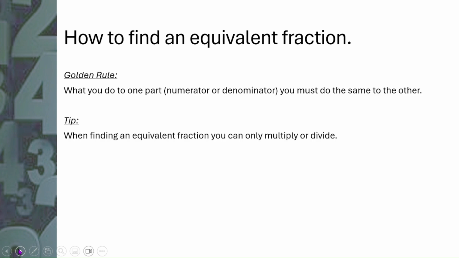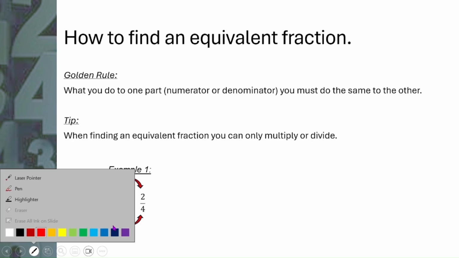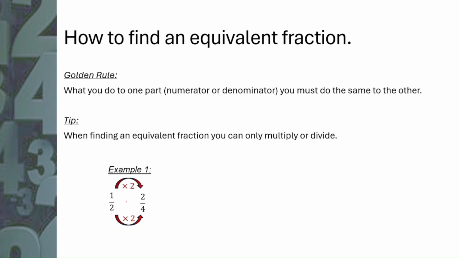As you do this, please do bear in mind when we are working with equivalent fractions, we can only multiply or divide. We should not be adding or subtracting. Let's take a look at an example. If we start off with 1/2, if I, for example, multiply the top by 2, I get 2, so 1 times 2 is 2, but if I times the top by 2, I must times the bottom by 2 also. So we can see here that these are equivalent fractions. 1/2 is equal to 2/4, in other words.